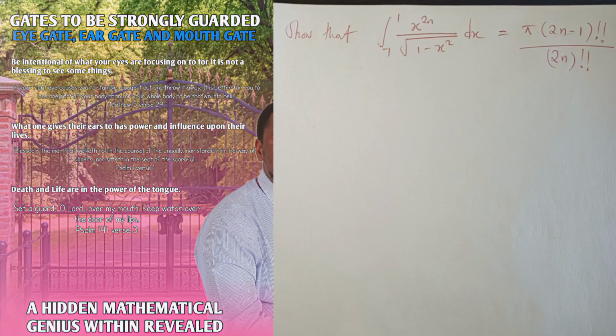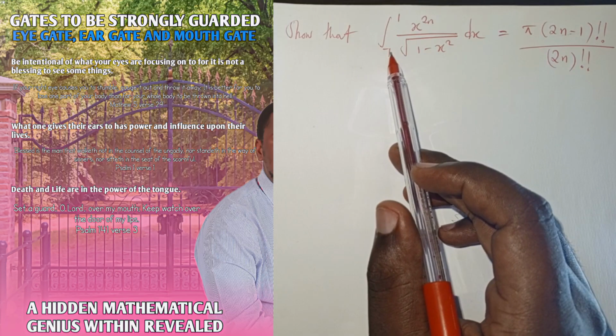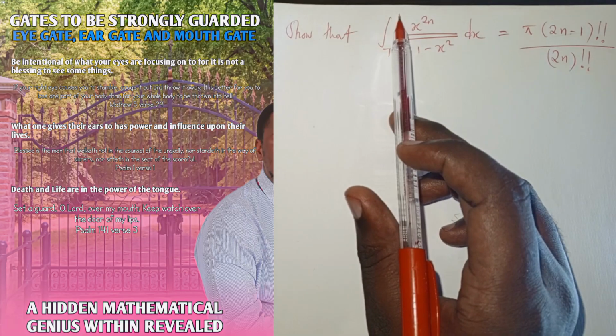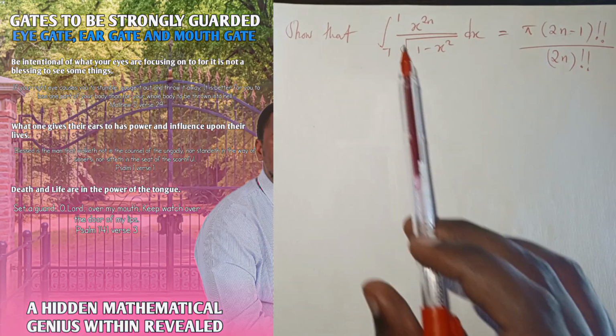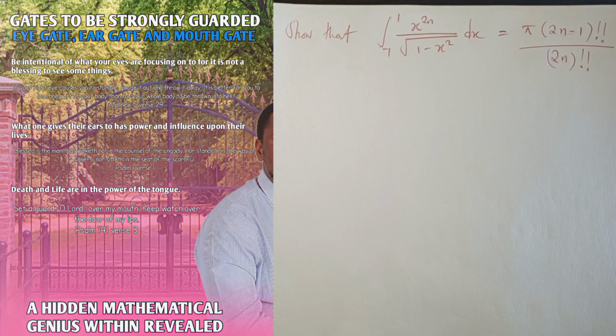Okay, so first thing, we know that the limits for a beta function are supposed to be from 0 to 1, and here we have minus 1 to 1, and you can see that this is an even function. So that's a matter of multiplying this by 2, then the limits will be from 0 to 1. Okay, so that's the first thing to do.